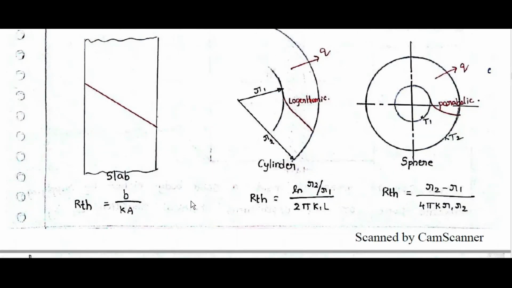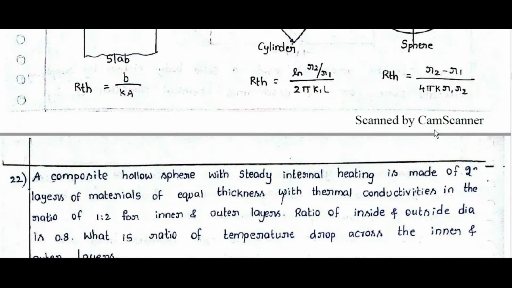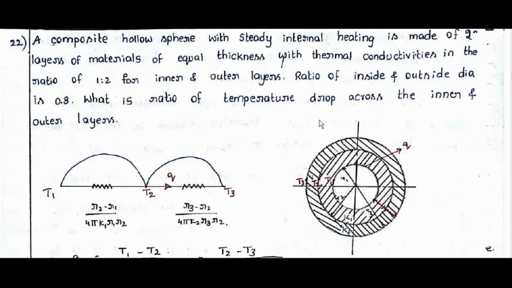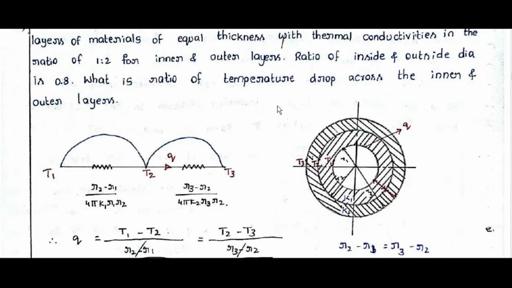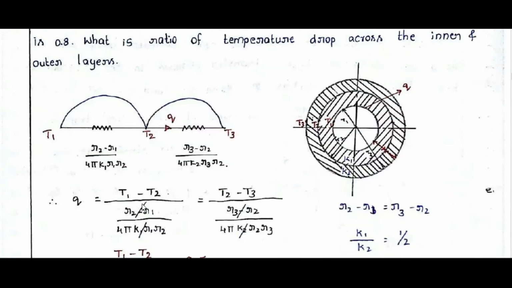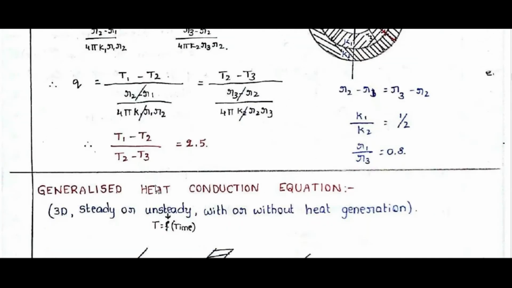Slab: RTH is equal to L by K. Cylinder: RTH is equal to ln R2 by R1 by 2 pi K L. Sphere: RTH is equal to R2 minus R1 by 4 pi K R1 R2. The temperature profile here is linear, here it is logarithmic, here it is parabolic. Composite sphere, similar to the cylinder, we can write it as R2 minus R1 by 4 pi K1 R1 R2, plus R3 minus R2 by 4 pi K2 R2 R3. Q we can write as normal.